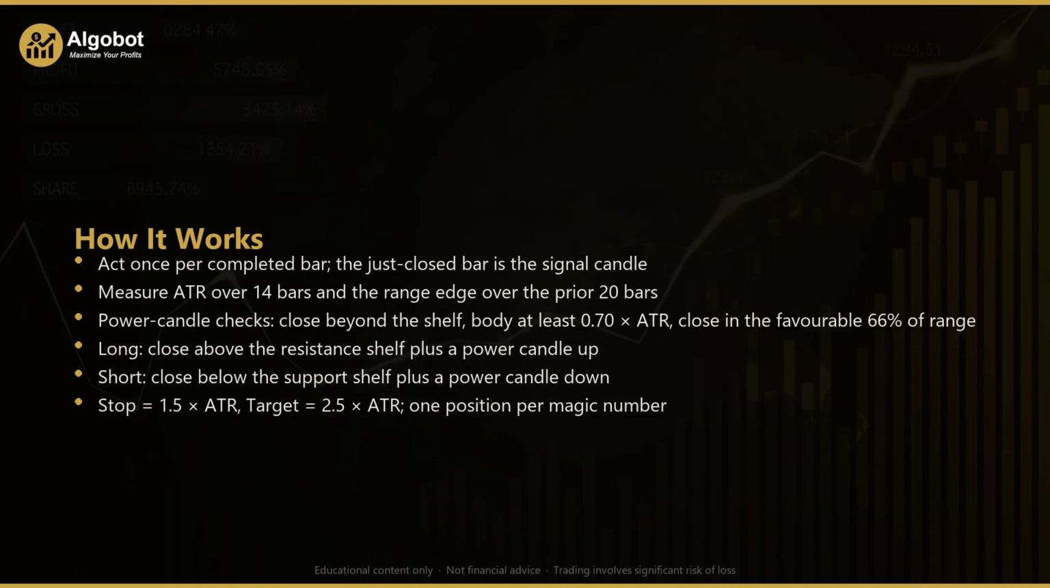The expert advisor allows only one position per magic number at a time, so it never stacks trades on top of each other. When a long signal appears and no position is open, it buys at the ask. The protective stop is placed 1.5 times the average true range below the entry, and the target is set 2.5 times the average true range above it. A short signal does the same in reverse, selling at the bid with the stop above and the target below. That fixed structure gives every trade a planned reward-to-risk profile of roughly 1.67 to 1.